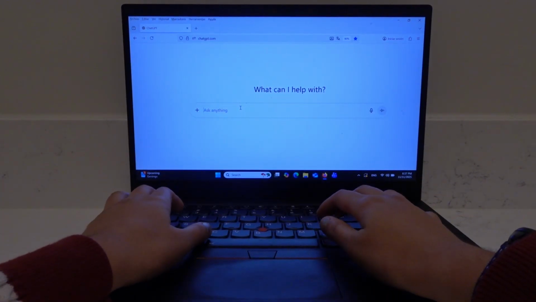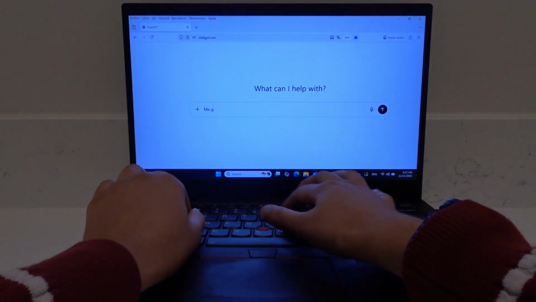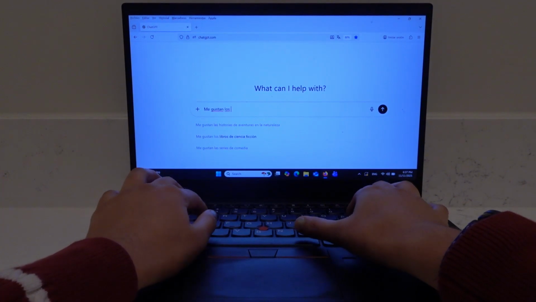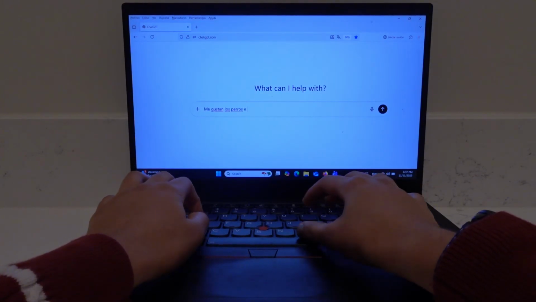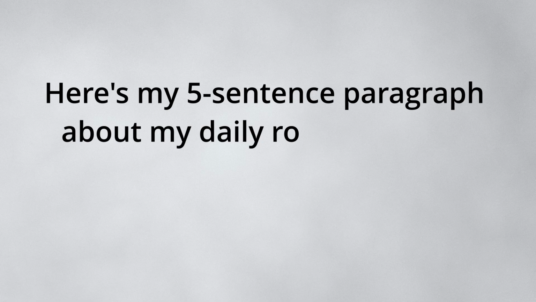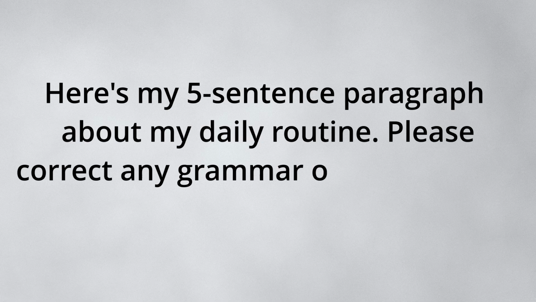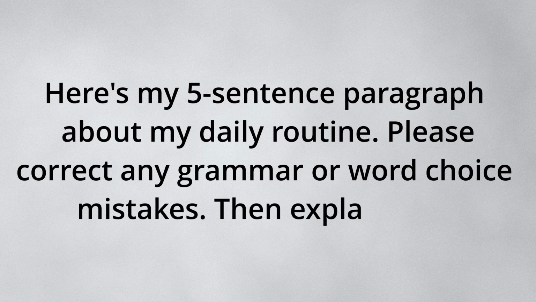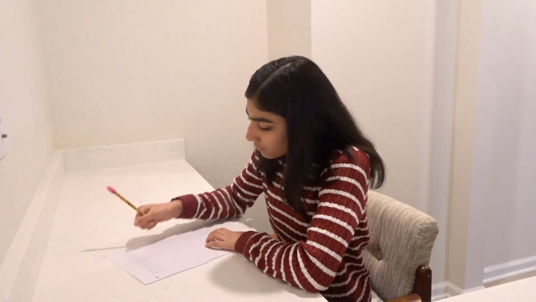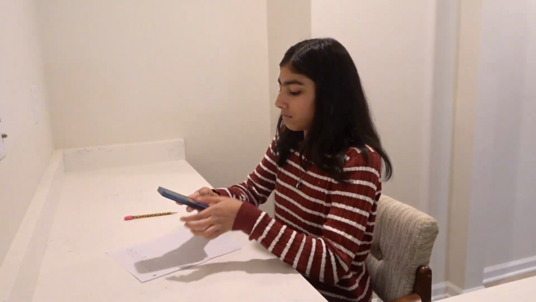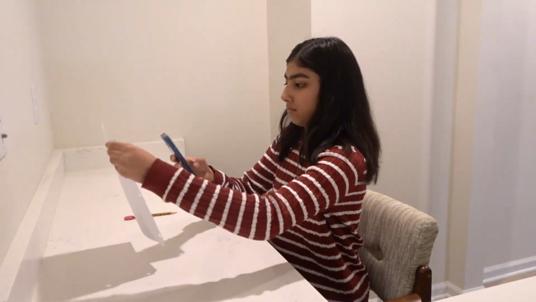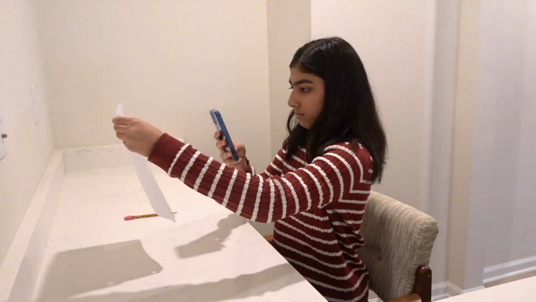Write a short paragraph in your target language about any topic or whatever words you learned from reading the short story, and then tell ChatGPT something like, "Here's my 5-sentence paragraph about my daily routine. Please correct any grammar or word choice mistakes, then explain why." If you don't want to type up your text and instead write it on a piece of paper, you can upload a picture of it onto ChatGPT and ask it the same prompt.